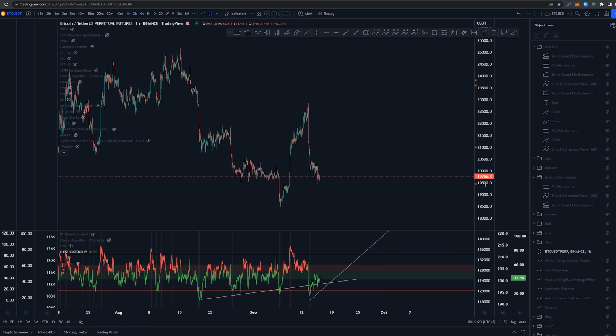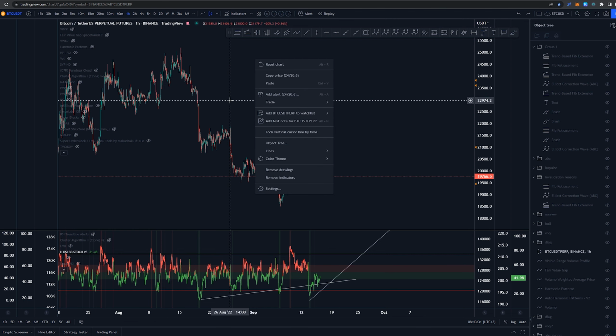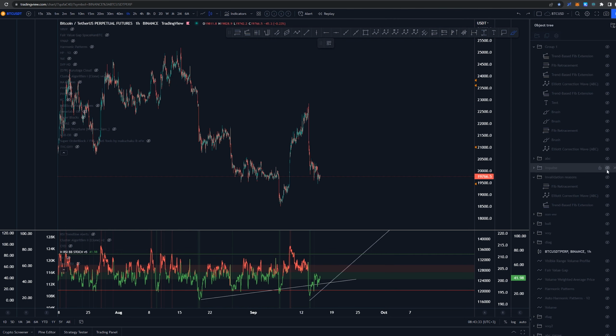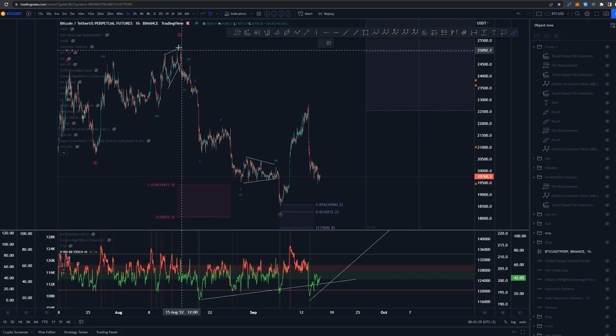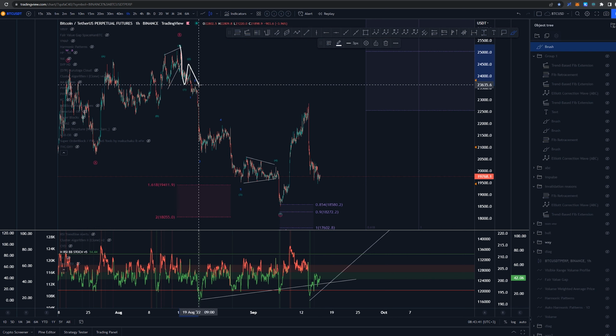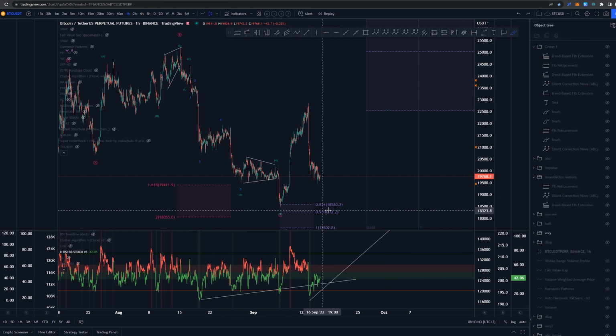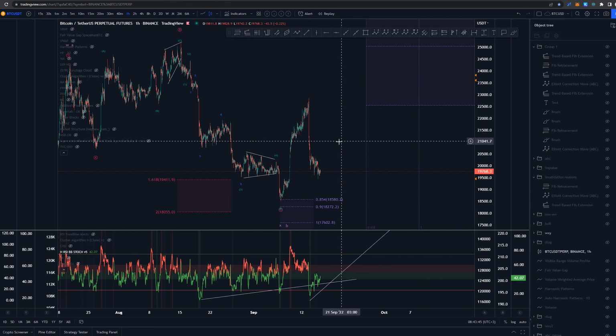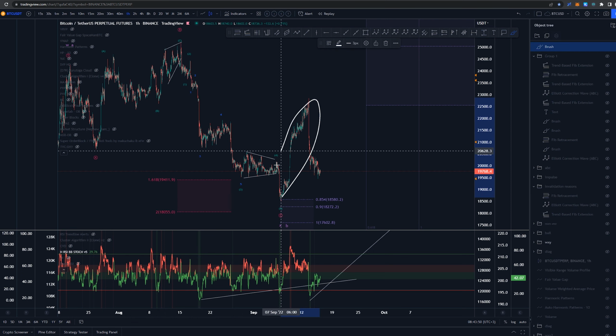Starting here on the 1 hour time frame and looking at this whole structure, starting from these highs of 25.2k on August 15th. Since then we had a possible 5-wave structure coming down. Let me find it. Not that one. This one, in which we had again 1, 2, 3, 4, 5, and that is the count that I'm still leading with or going with. And then we would have some kind of other structure here.